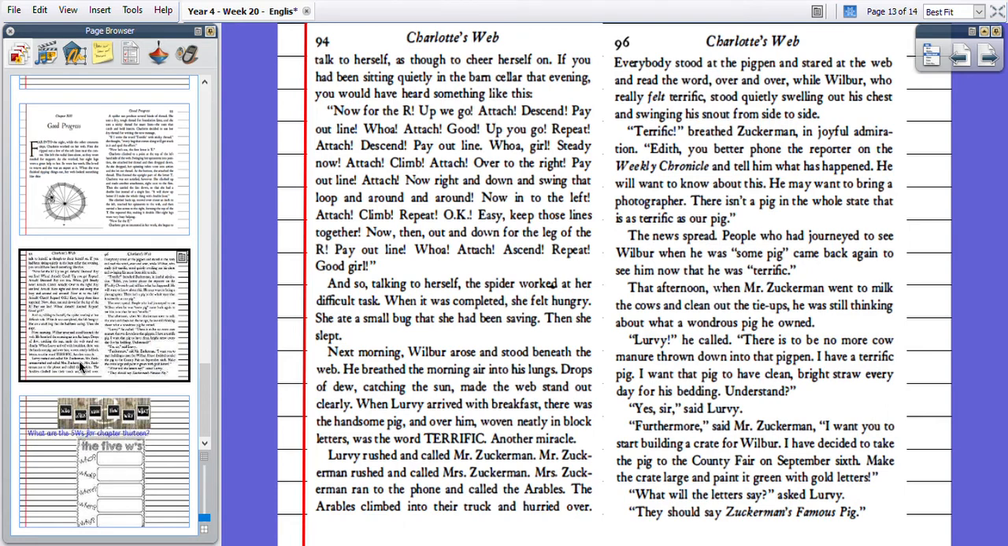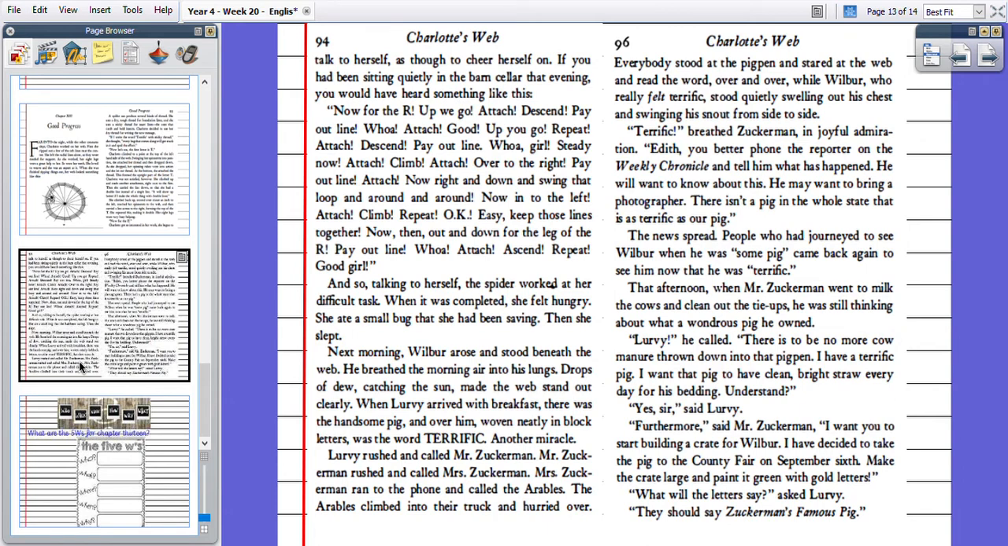When it was completed, she felt hungry. She ate a small bug that she had been saving. Then she slept. Next morning, Wilbur arose and stood beneath the web. He breathed the morning air into his lungs. Drops of dew catching the sun made the web stand out clearly. When Lurvy arrived for breakfast, there was the handsome pig, and over him, woven neatly in block letters, was the word terrific.